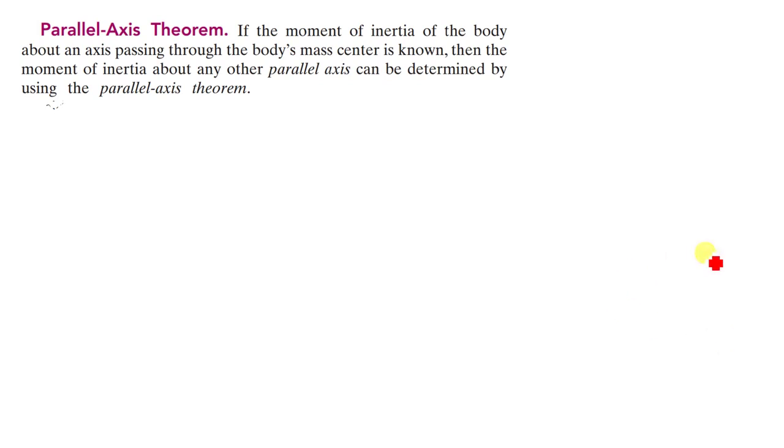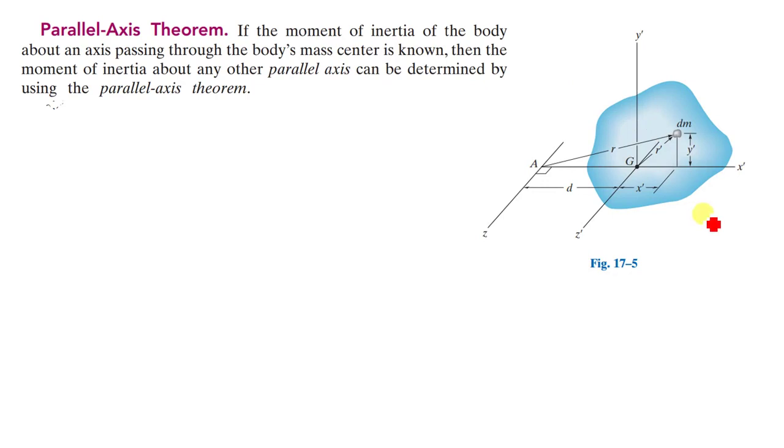Okay, let us read through these notes. If the moment of inertia of a body about an axis passing through the body's mass center is known, let's look at this diagram so that you know what I'm talking about. If you know the moment of inertia about this center, then the moment of inertia about any other parallel axis to this center of mass can be determined by what is called the parallel axis theorem.